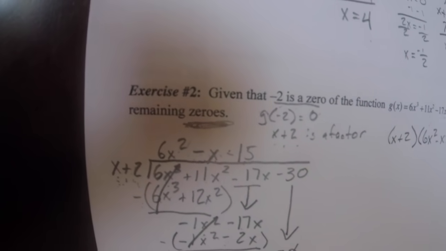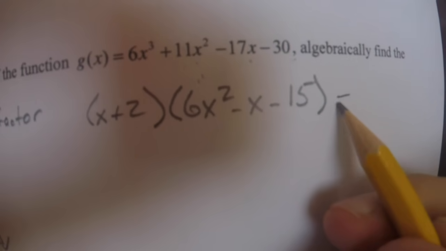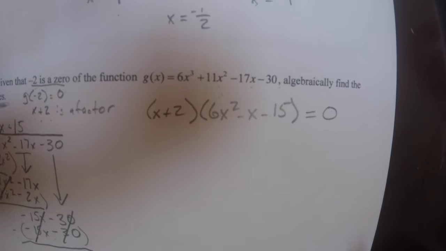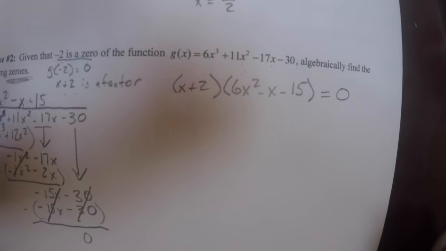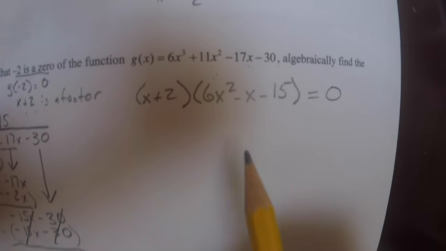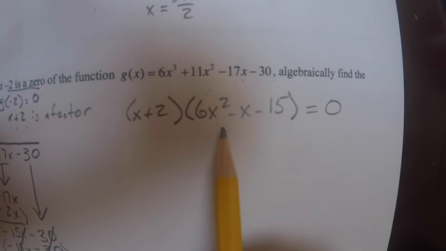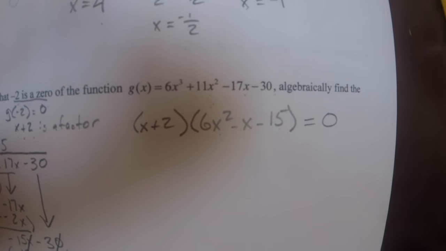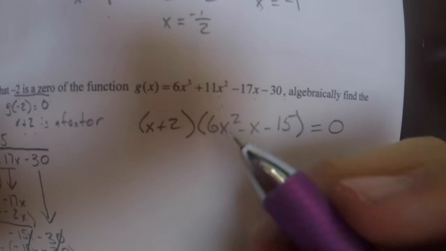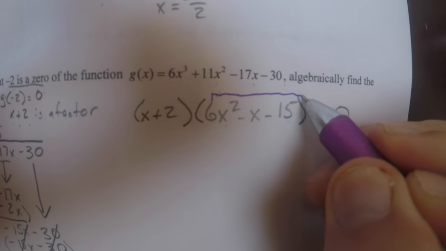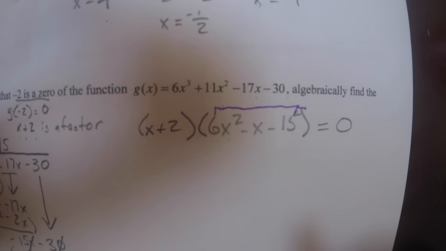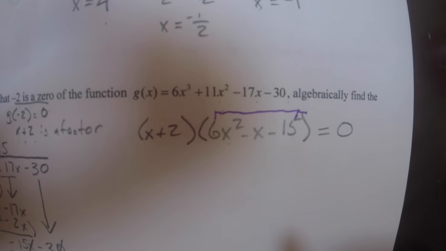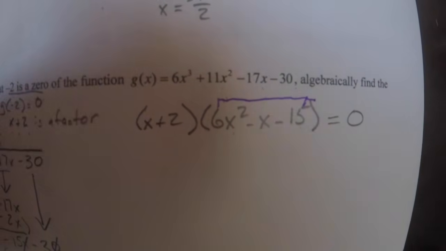All right, but we need to find the zeros. So I'm going to take this and set it equal to 0. x plus 2 is completely factored. I can't do anything with that. We have to see, can I break this down even more? So since there's a 6 out in front, I can't use AM, so I have to go to AC and multiply 6 times negative 15.